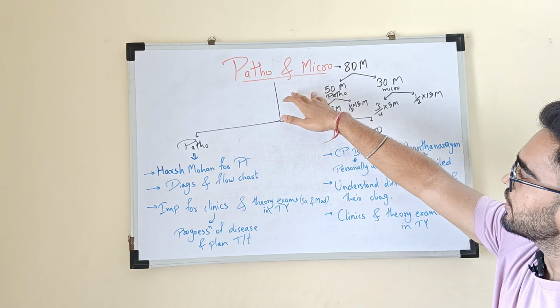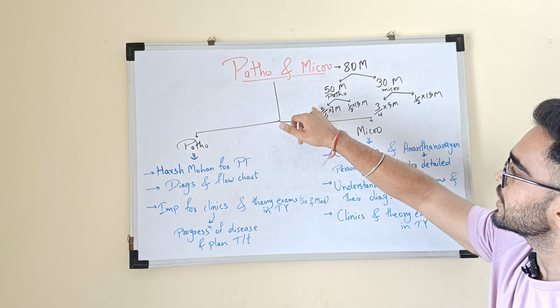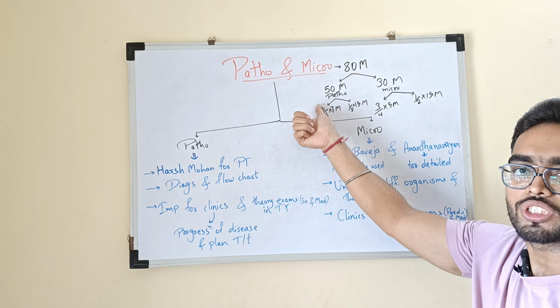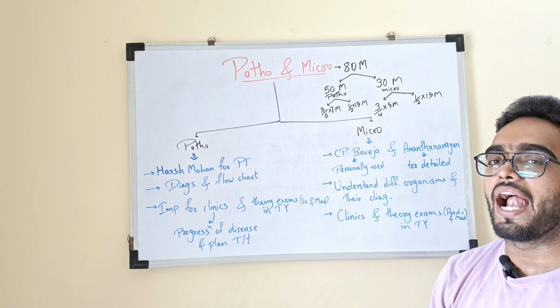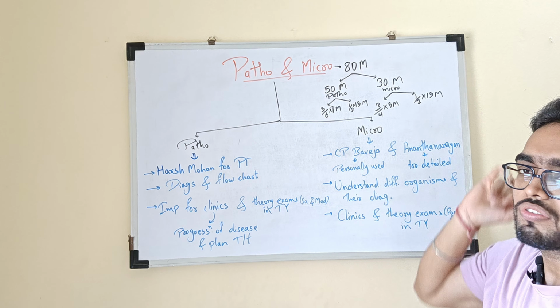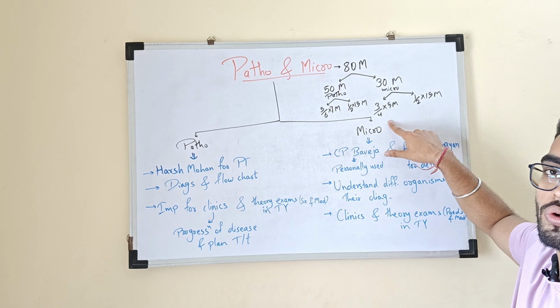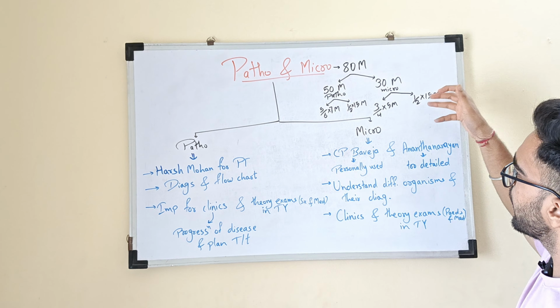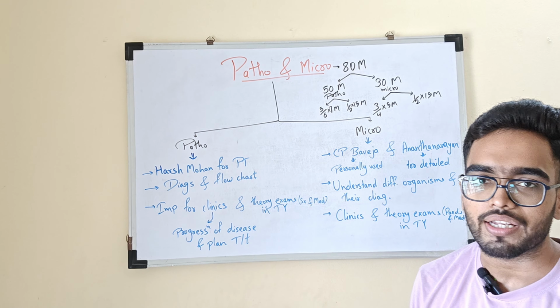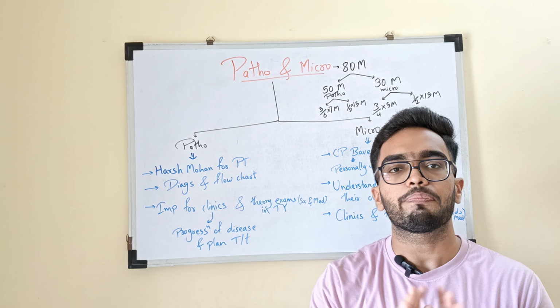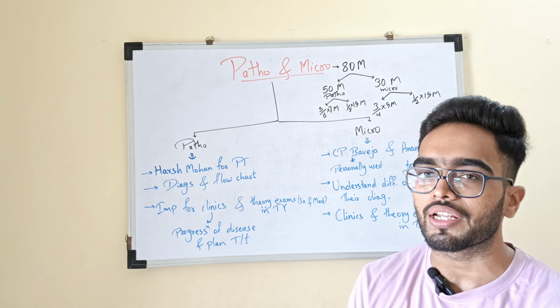And the 50-mark pathology is divided into two parts. That is, you have to attempt 5 out of 6 questions, which are 7 markers, and 1 out of 2 questions, which is a 15 marker. And in microbiology, we have 3 out of 4 questions for 5 markers and 1 out of 2 questions for 15 markers. So this is the division of the paper of pathology and microbiology.